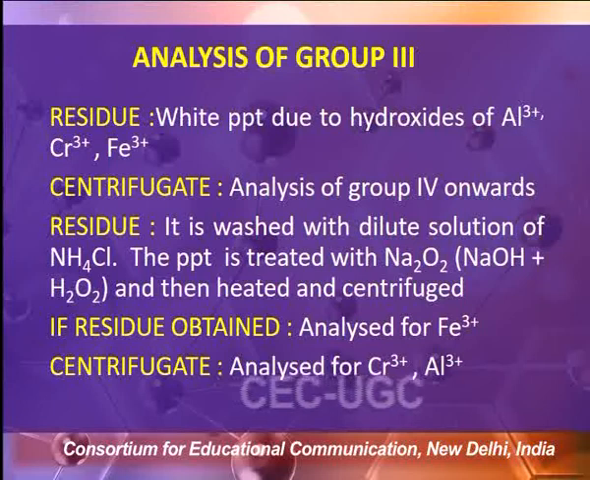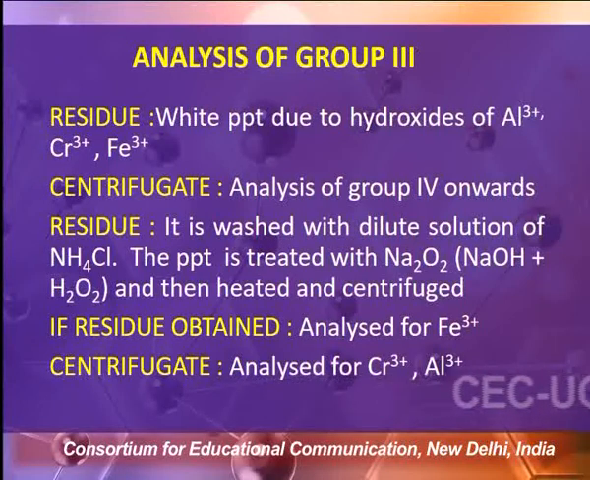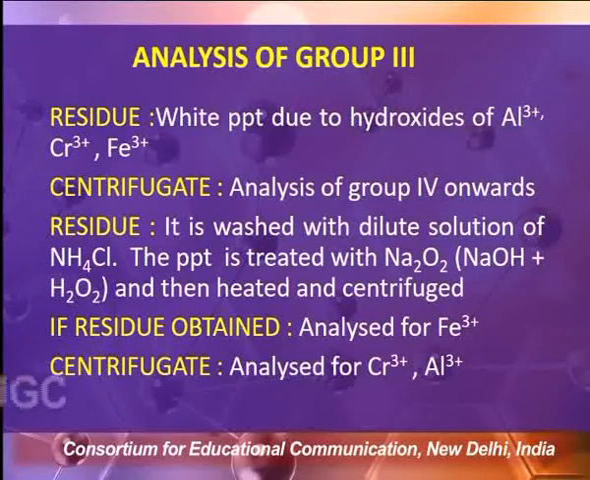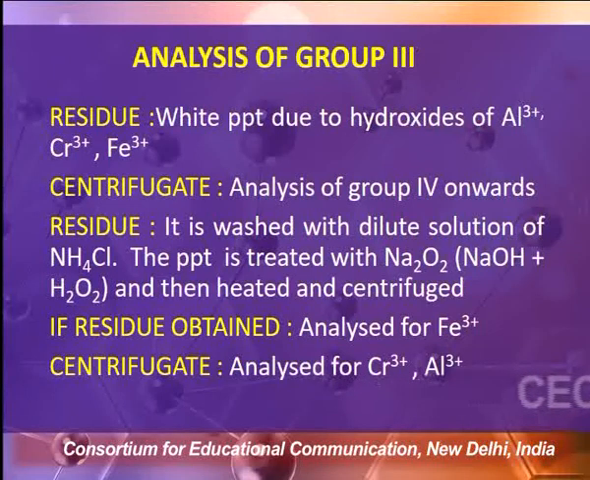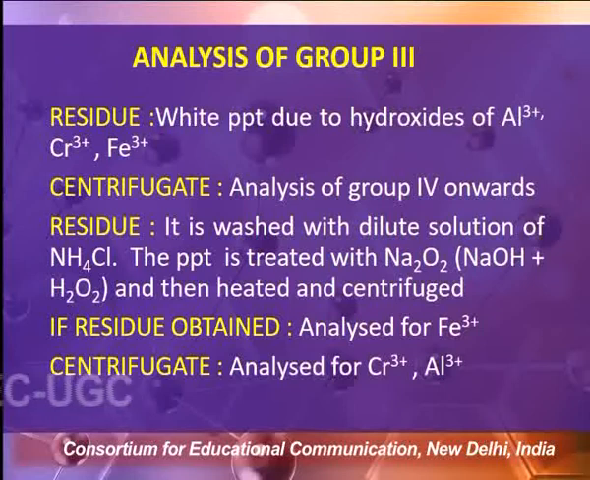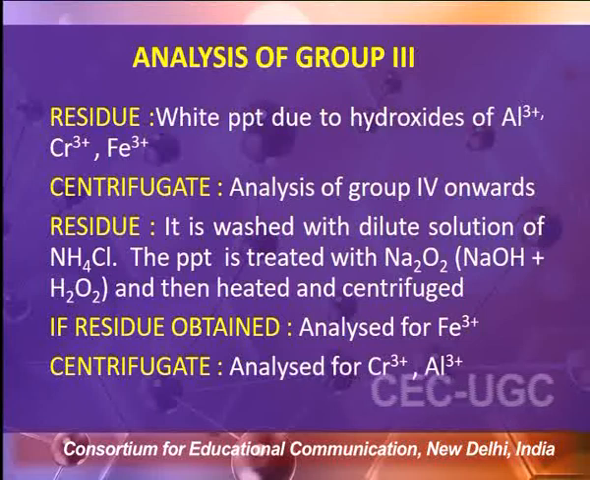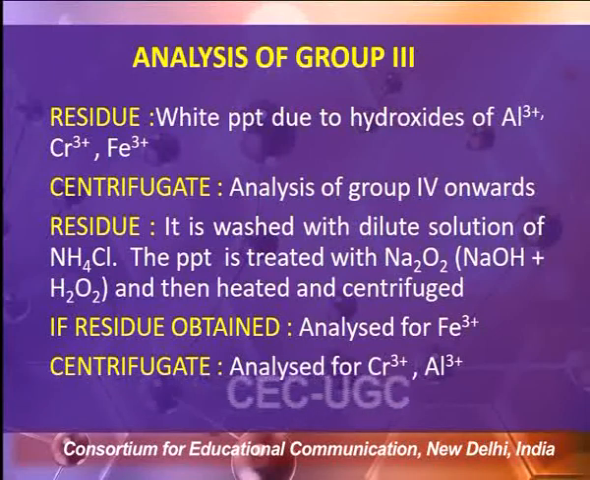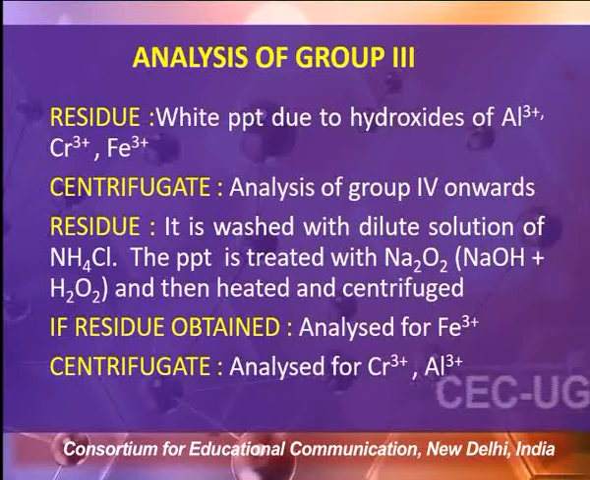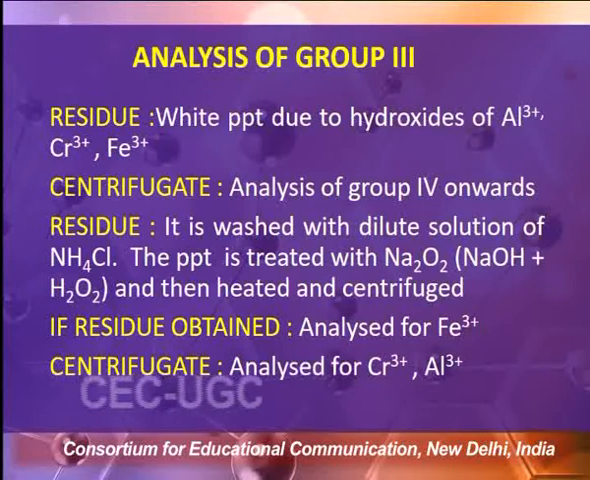So coming to the residue part, which contains the cations of group 3, which are aluminium, chromium and ferric, the residue is washed with a dilute solution of ammonium chloride. The precipitate is then treated with sodium peroxide solution. Sodium peroxide solution is a mixture of sodium hydroxide and hydrogen peroxide. This is then heated and centrifuged. If a residue is obtained now, then that residue will be reddish brown in color and will be analyzed for the presence of ferric ions.